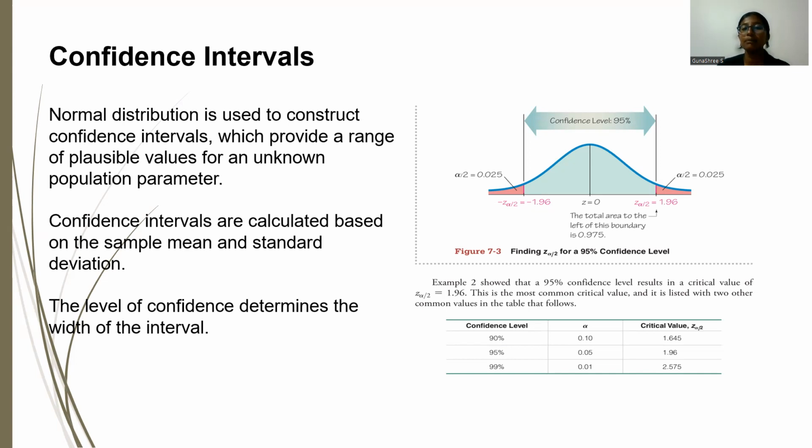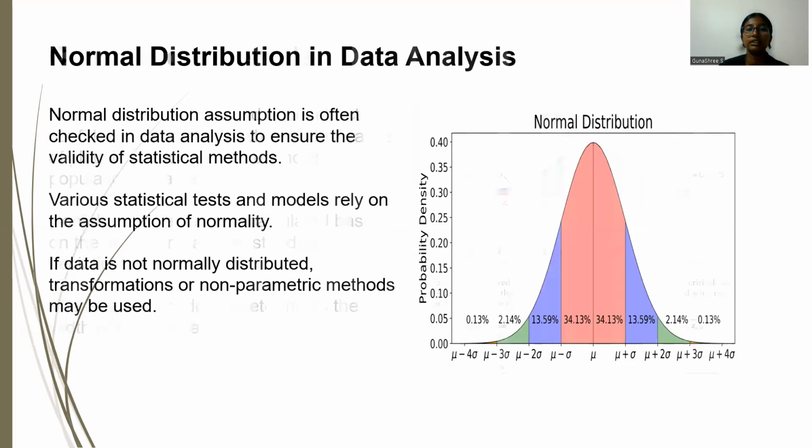So here is an example. The example is demonstrating that a 95% confidence level results in a critical value of Z equal to 1.96. This will be considered as the critical value.